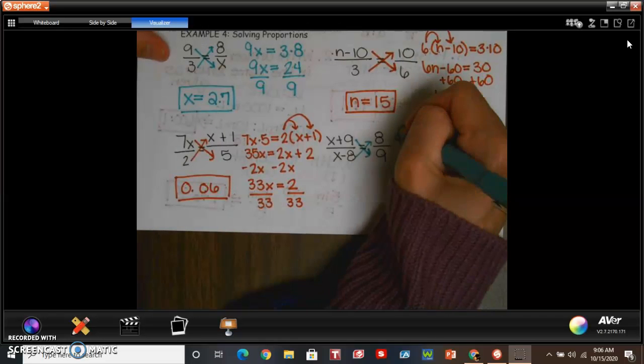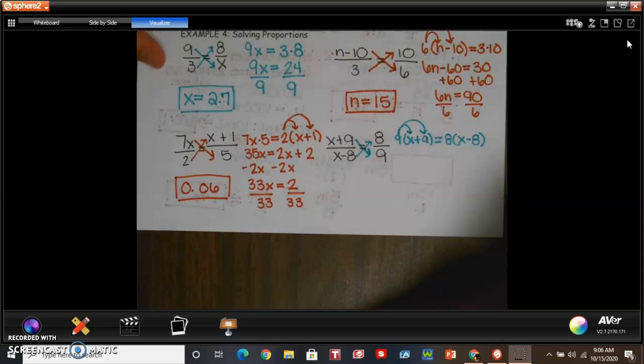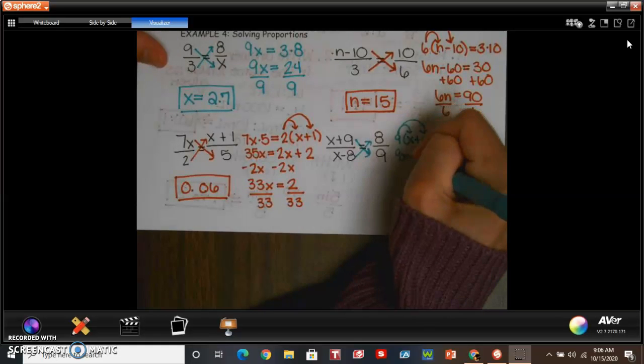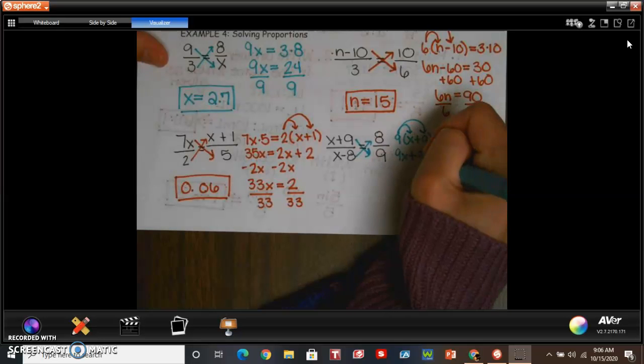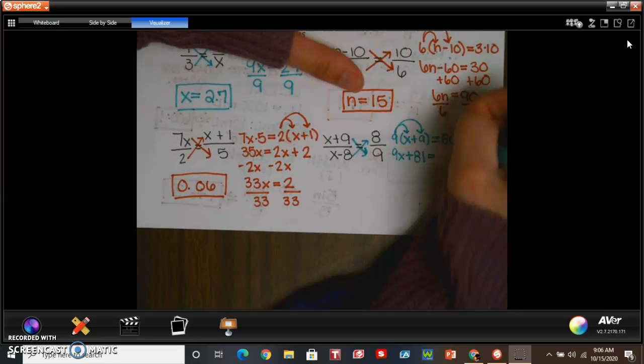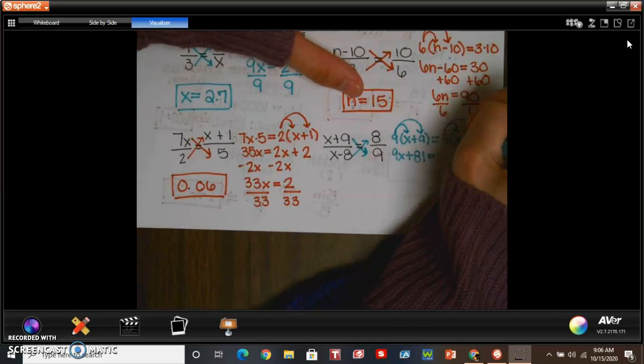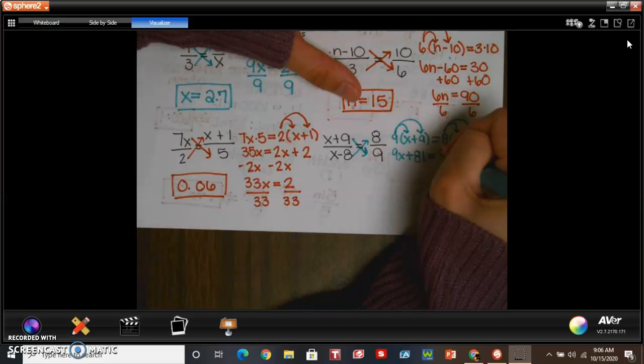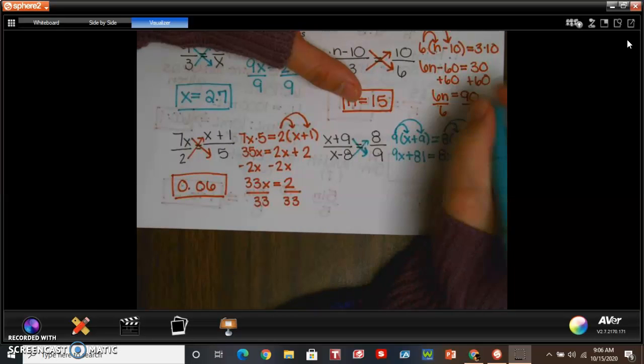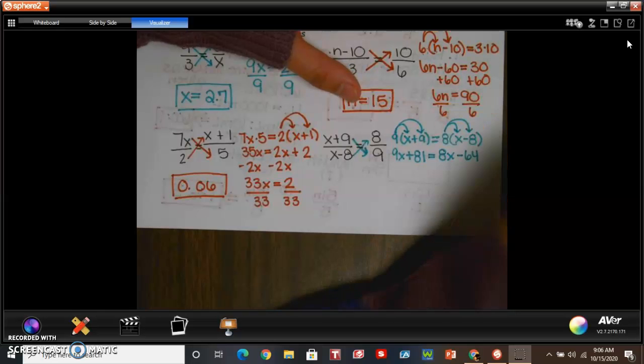First, we're going to deal with our 9. So we have 9 times x, which is 9x, plus 9 times 9, which is 81, equals, then we're going to distribute our 8. 8 times x, which is 8x, and then 8 times negative 8, which is negative 64.